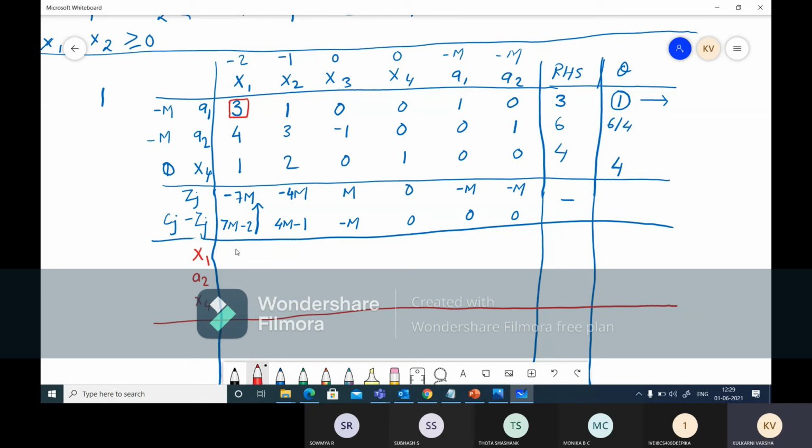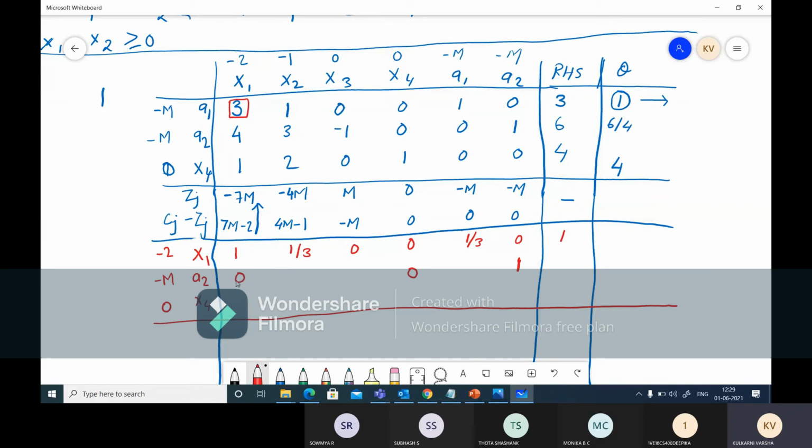So first calculate X1: 3 by 3, 1; 1 by 3, 0 by 3, 0 by 3, 1 by 3, 0 by 3; 3 by 3, 1. The coefficients of this are minus 2, minus M and 0. Right, so we got this. Then going for A2, in A2 we want x1 0, A1 x4, A2 is 0 and A2 1. So we want these values to come over here.